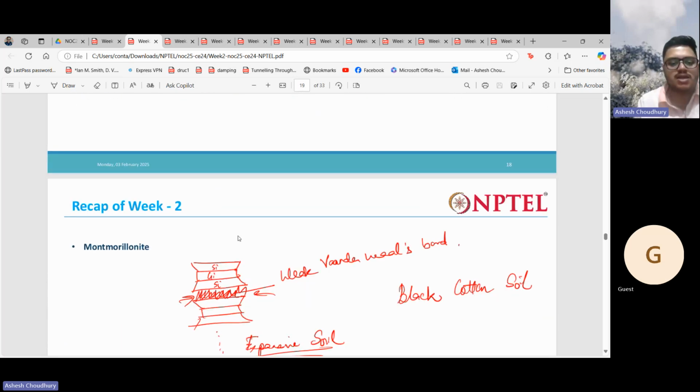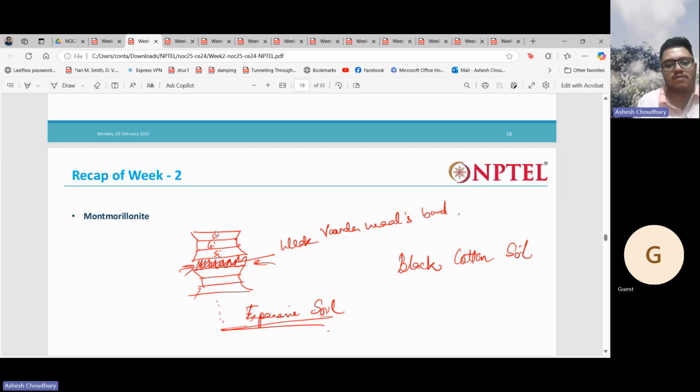Then we have montmorillonite. It has this kind of arrangement, and in between you have weak van der Waals bonds. So it can absorb a lot of water in this weak zone, and clay minerals formed with montmorillonite can swell a lot. It can expand in volume, and hence this type of soil is known as expansive soil.